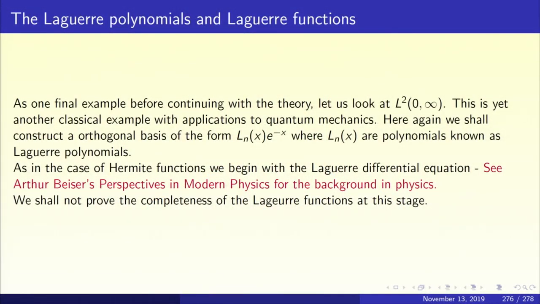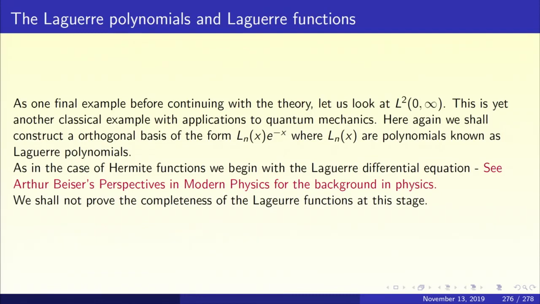We have looked at L2 of the real line. Let us look at L2 of the open interval 0 to infinity. This is another classical example with applications to quantum mechanics. Here again, we shall construct an orthonormal basis of functions, and these functions are called Laguerre functions. And what are the Laguerre functions? The Laguerre functions are of the form Ln(x) e to the power minus x, where Ln(x) is a certain polynomial. These polynomials are called Laguerre polynomials.